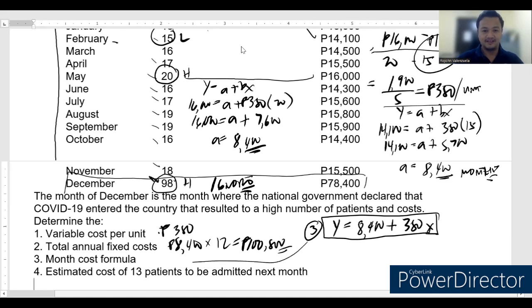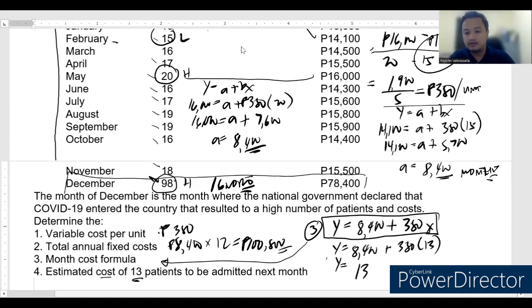Now, using our cost formula, substitute natin, magkano daw ang total cost kung 13 yung patients na i-admit next month. So, y is equal to 8,400 plus 380 multiplied by 13 kasi yung x yung activity. So, therefore, y is equal to 8,400 plus yung product ng 380 times 13, so plus 4,940. The answer is 13,340. So, that's your answer for number 4. Okay? So, this is using the high-low method.